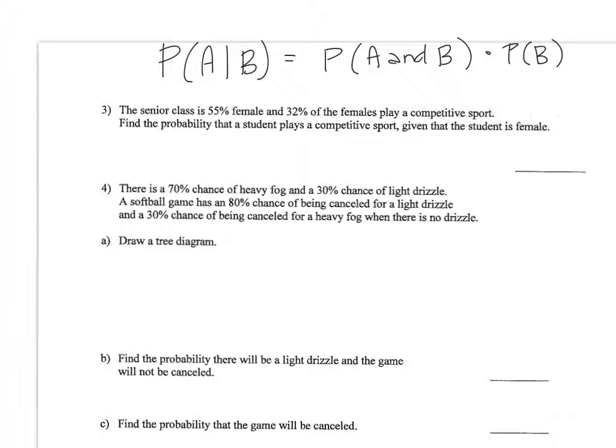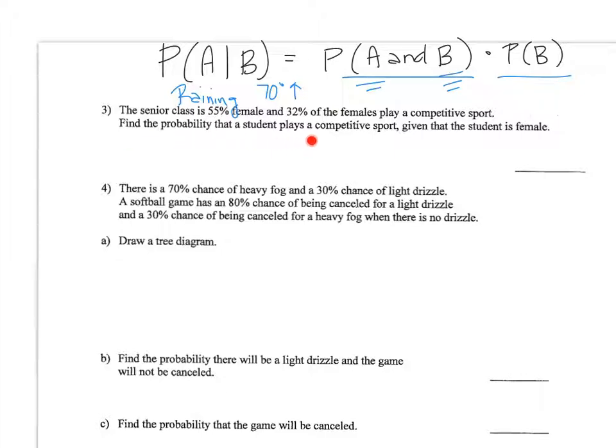So an example would be the probability that it's raining given that it's 70 degrees or higher. So for example, what you would do is you'd have the probability that it's raining and 70 degrees or higher times the probability that it's 70 degrees or higher. So A stands for the event that it's raining and B stands for the event that it's 70 degrees or higher.